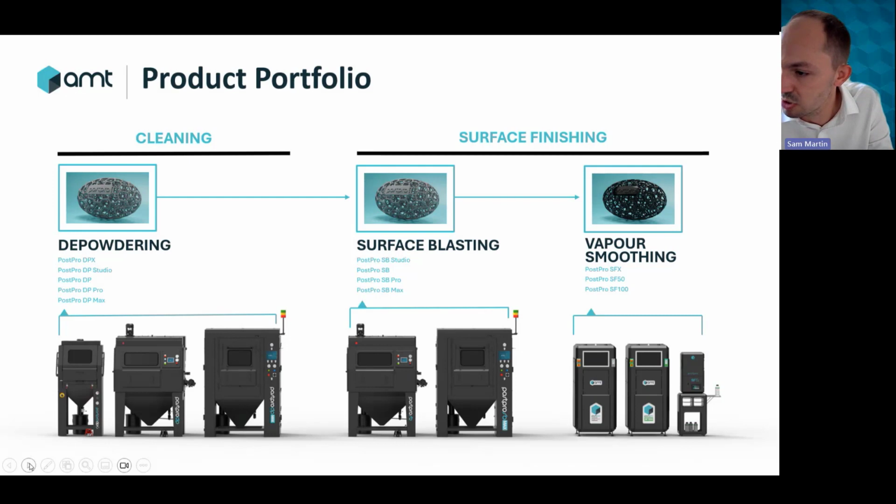You then have surface blasting machines, very similar to depowdering. The main difference is that instead of removing powder, we're trying to reduce the surface roughness, the Ra, of the parts. We do this by firing plastic beads at high pressures to reduce those layer lines. And finally, the one we're going to speak about mainly today is vapor smoothing. Vapor smoothing is essentially a chemical process which seals and smooths the parts to enhance the performance of the end product. You'll see quite a lot of different machines listed on this page. Within each section, the machines vary in size and requirements based on what the customer needs.